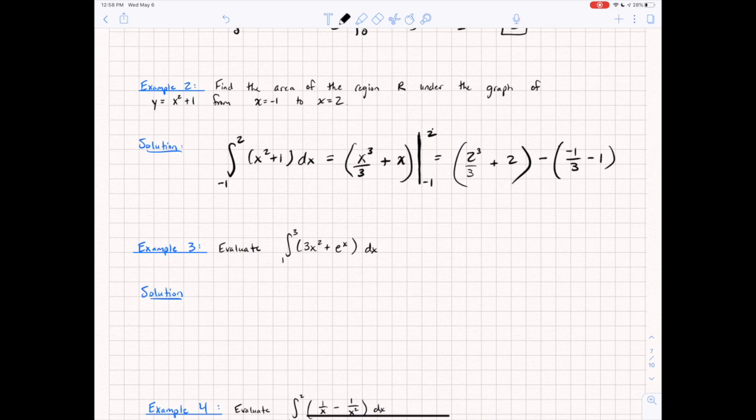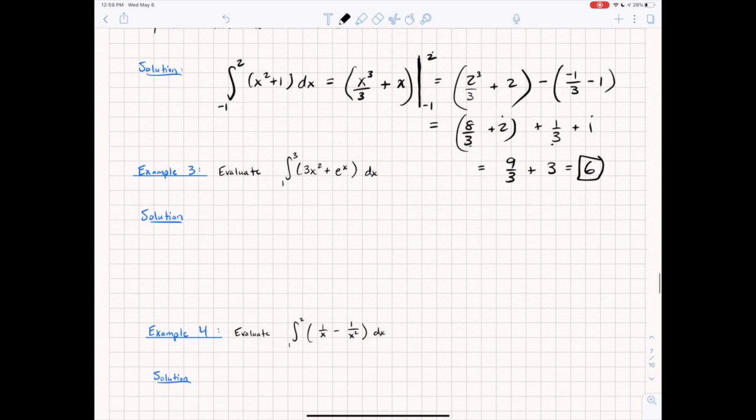I just need to simplify this. Now, one of the tricks that I'm going to do here is this is 8 over 3 plus 2. I'm going to distribute the negatives. So this will be plus 1/3 plus 1. I'm going to add the individual fractions first because sometimes they can simplify. So like notice how that'll be 9 over 3, and then the 2 and the 1 make 3. So this will be 3 plus 3, or 6. There's my final answer. And that's the area of the region R given by the problem.